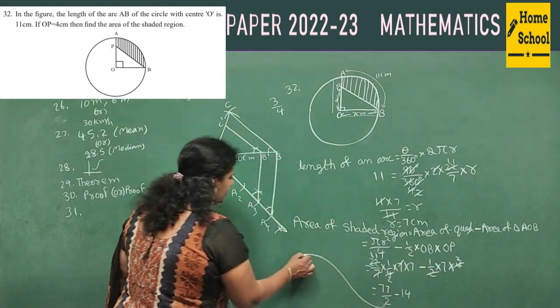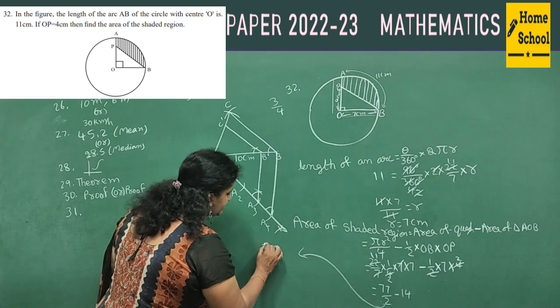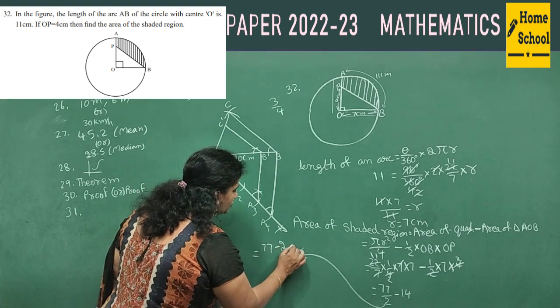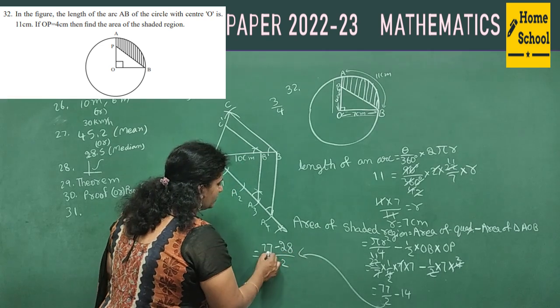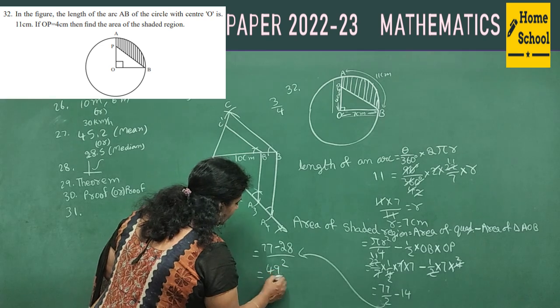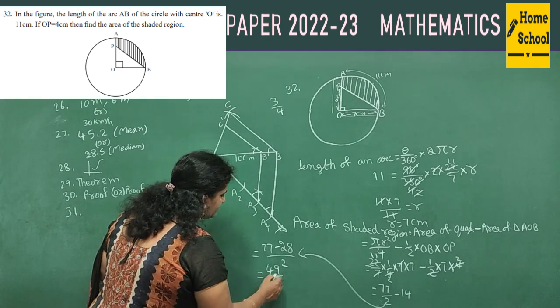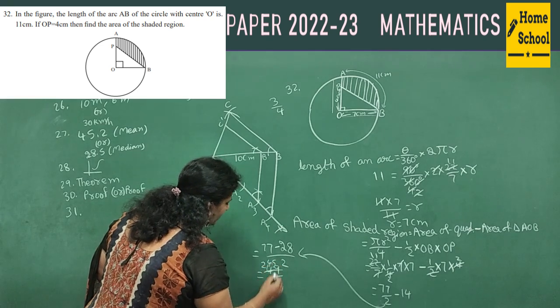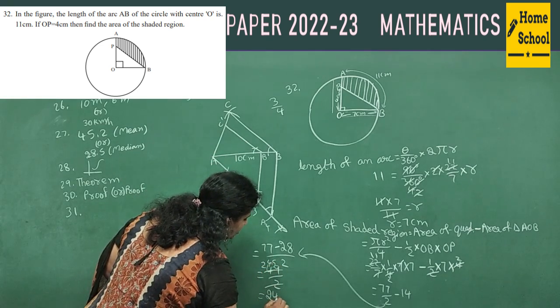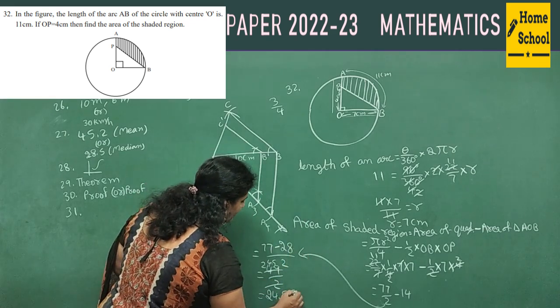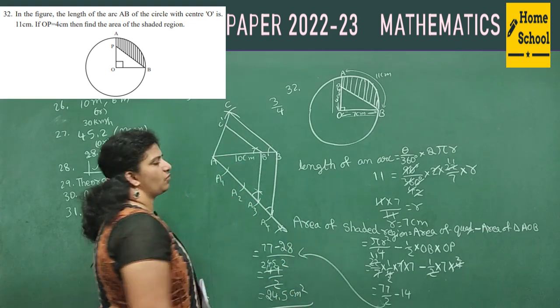So let me continue here. 77 minus 14 2s are 28 by 2. 77 minus 28, it will be 49 by 2. Cancel. 2 4s are 8... 2 4s are 8.5. That means the area of the shaded region is equal to 24.5 centimeter square.